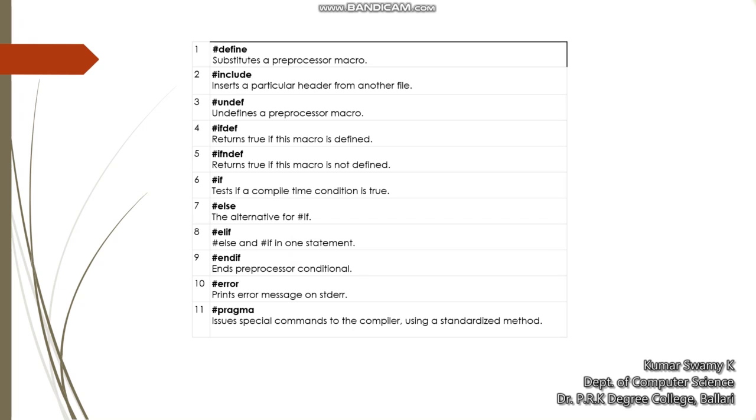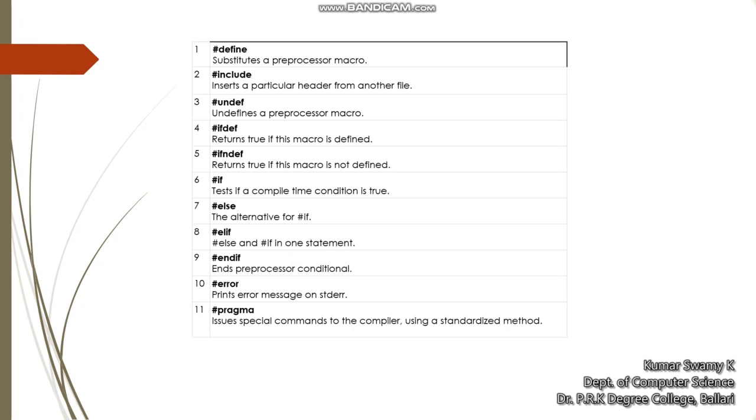And we have #endif, which ends the preprocessor conditionals. And #error prints an error message onto the standard error. And as I told in the beginning itself, #pragma is also one directive we have in C programming, which issues special commands to the compiler using a standardized method. So I hope you understood the concepts of C preprocessors.